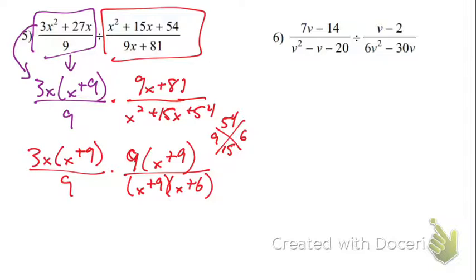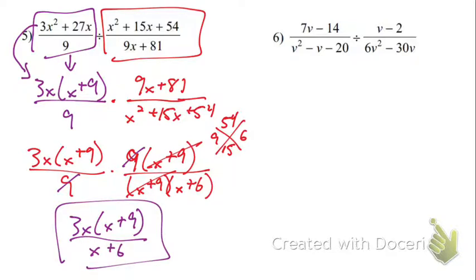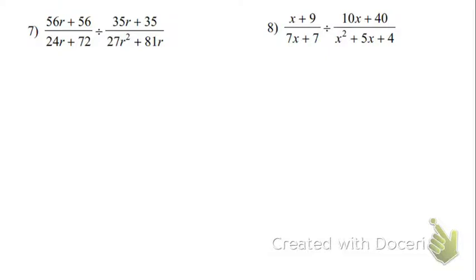So, whoa. All right, so let's start getting rid of some stuff. x plus 9s go and go. The 9s go. So I end up with 3x, x plus 9, all over x plus 6. And that's going to be how you do that one. Not too terrible. Next one.